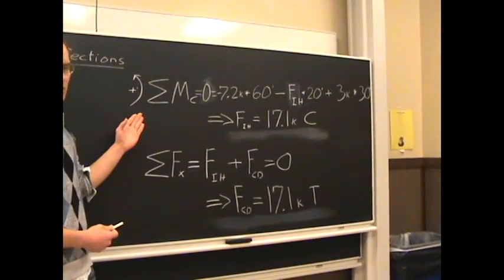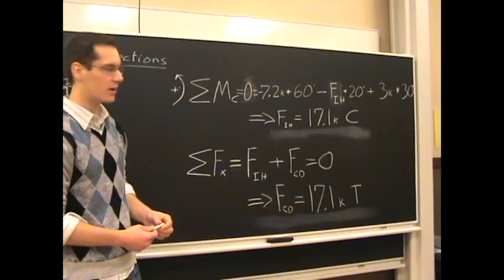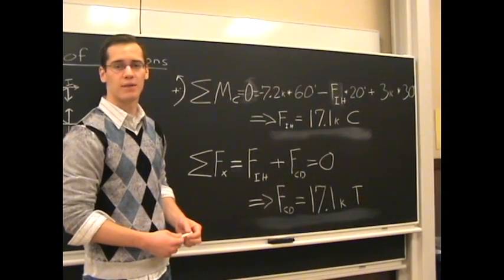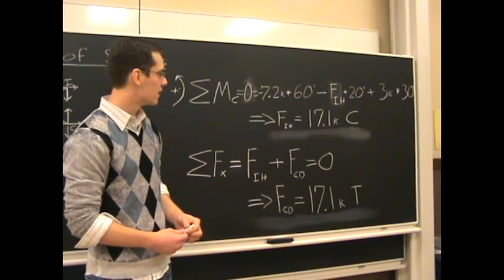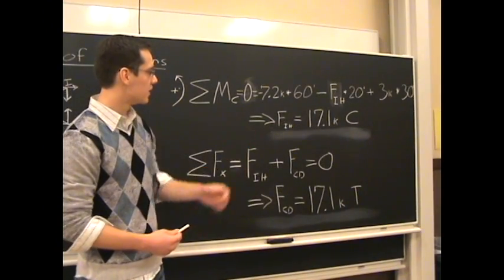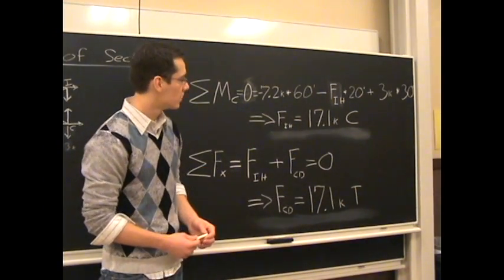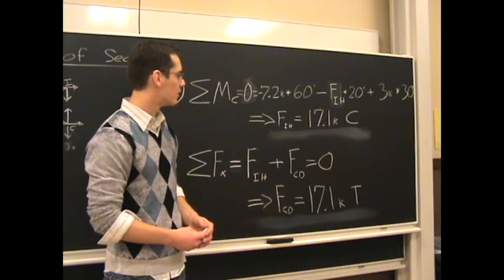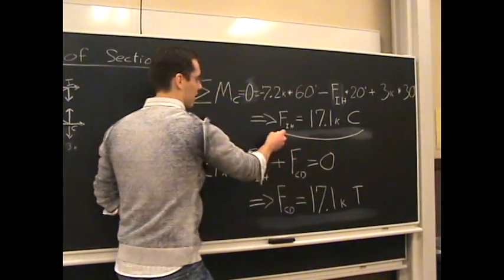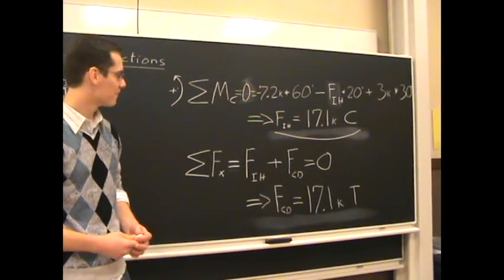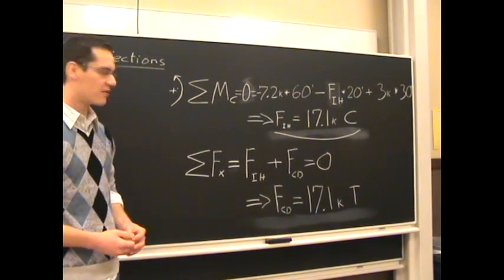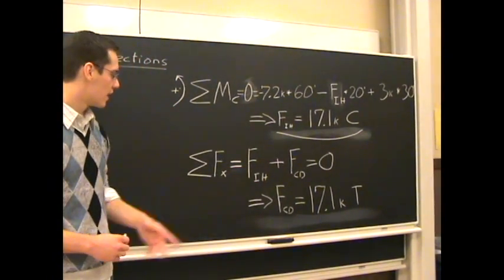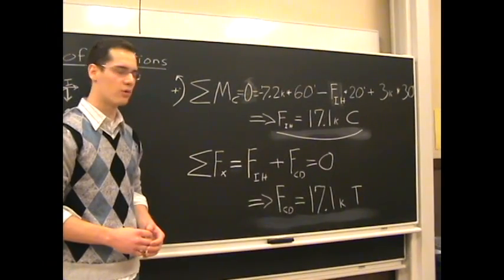Now we will be assuming that all counterclockwise moments are in the positive direction. We'll be starting with the force due to the reaction at point A as negative 7.2 kips times the 60 feet of the moment arm, minus the force of IH times its moment arm, plus the 3-kip force times its moment arm. And from there we can compute FIH as 17.1 kips in compression. From there we can use the sum of the forces in the x direction, FIH plus FCD equal to 0, and we know that FCD is equal to 17.1 kips in tension.